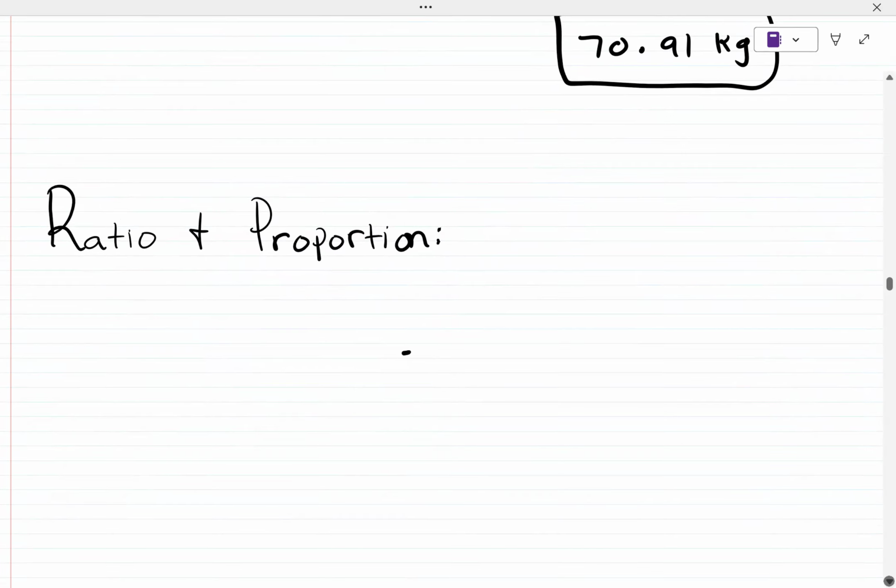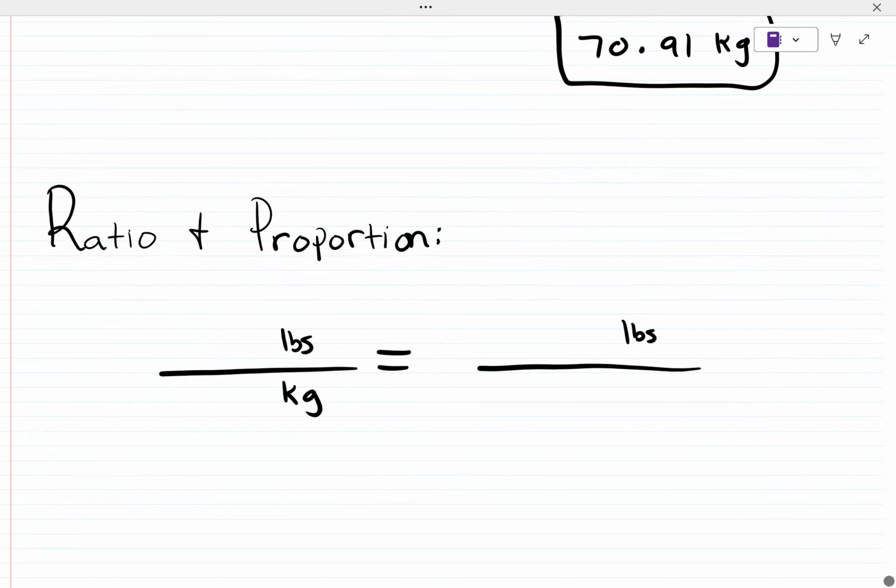Okay, ratio and proportion. Okay, so you could put pounds on the top, kilograms on the bottom. So we were given 156 pounds, and then kilograms is unknown. And what is the relationship between pounds and kilograms? Well, we know that 2.2 pounds is for 1 kilogram.